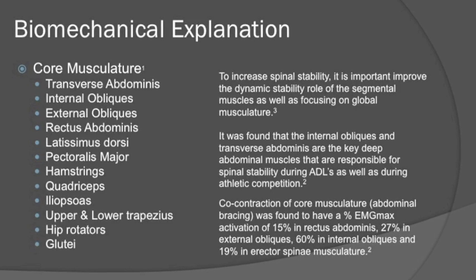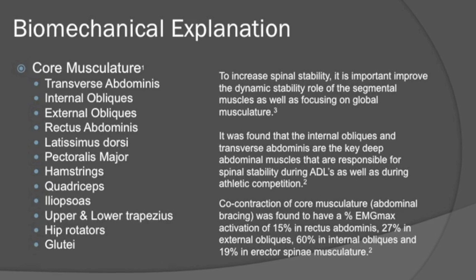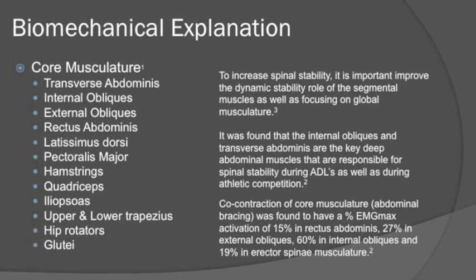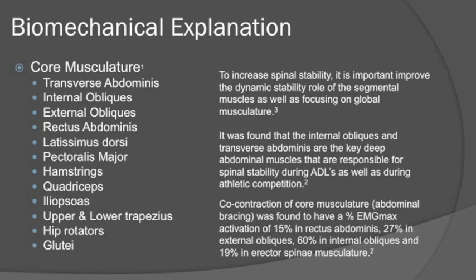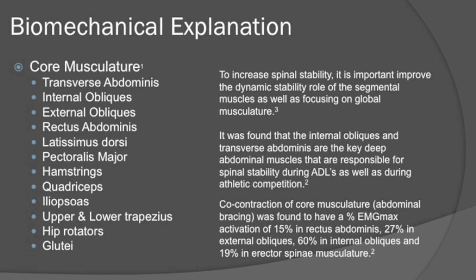Co-contraction of core musculature, also known as abdominal bracing, was found to have a percentage EMG max activation of 15% in the rectus abdominis, 27% in the external obliques, 60% in the internal obliques, and 19% in the erector spinae musculature.